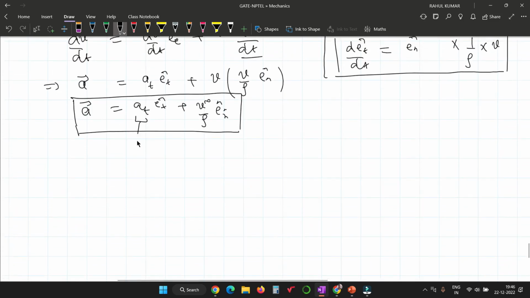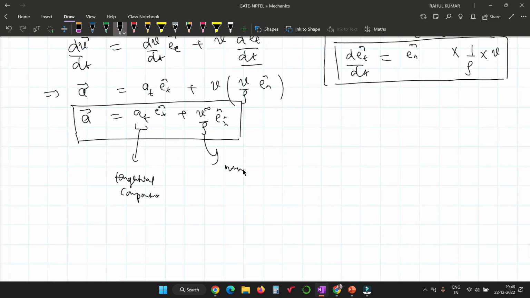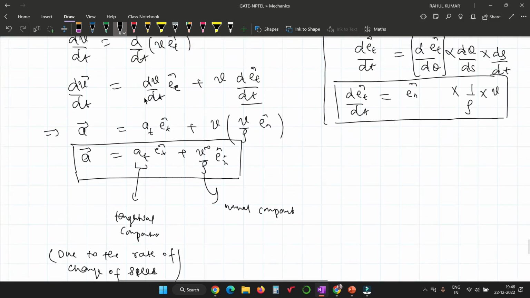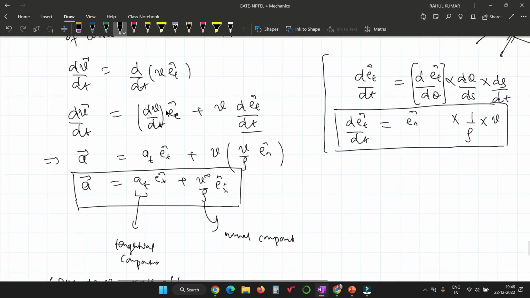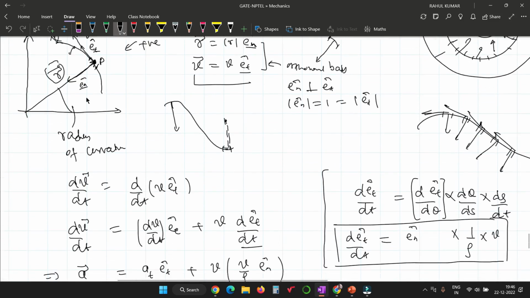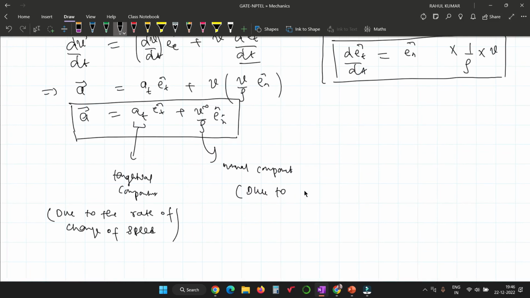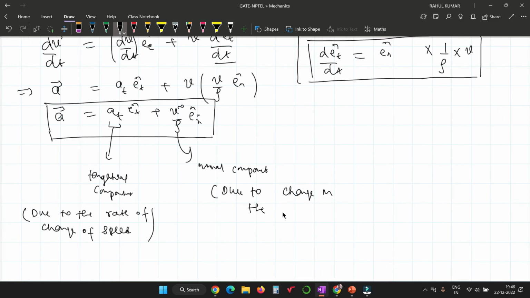This is called the tangential component, and this is called the normal component. You can see that the tangential component is due to the rate of change of speed, because here you are writing dv by dt, which is nothing but the rate of change of the tangential velocity. And v square by rho is coming into the picture because of the change in direction. Is there any doubt?